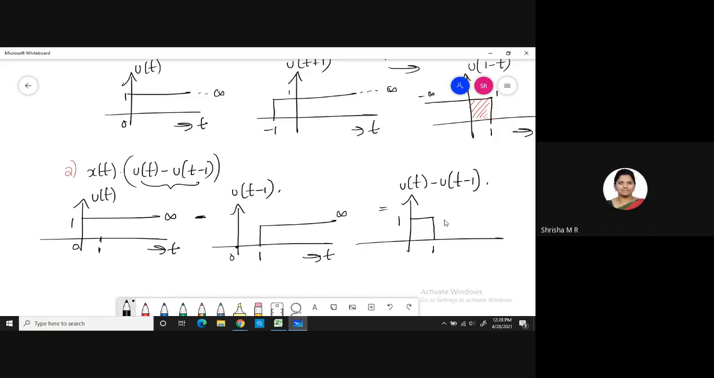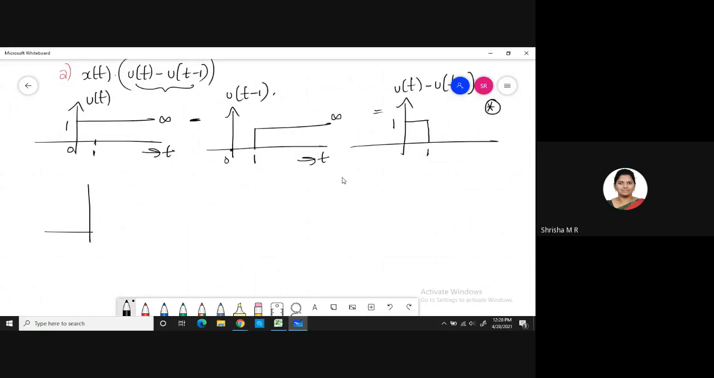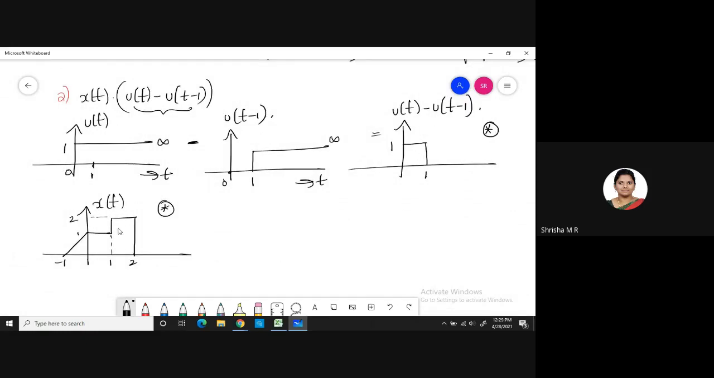Yes, ma'am. Now we have to multiply this signal with x of t. I will plot x of t here because I have to scroll up again and again. x of t is a signal which is starting from -1 and it is something like this. This is instant 1, instant 2, amplitude 1, amplitude 2. So multiply these two: the signal u of t minus u of t minus 1 with this. What do you get?